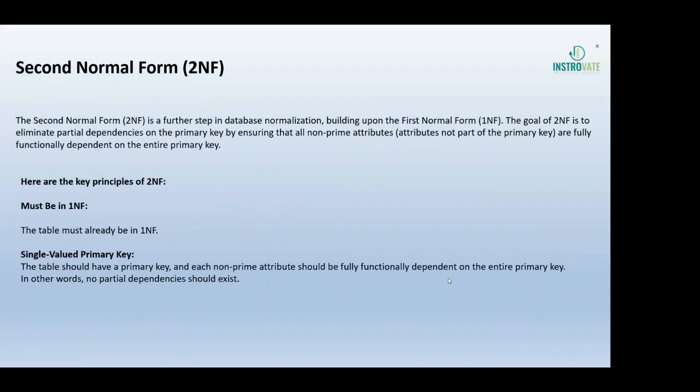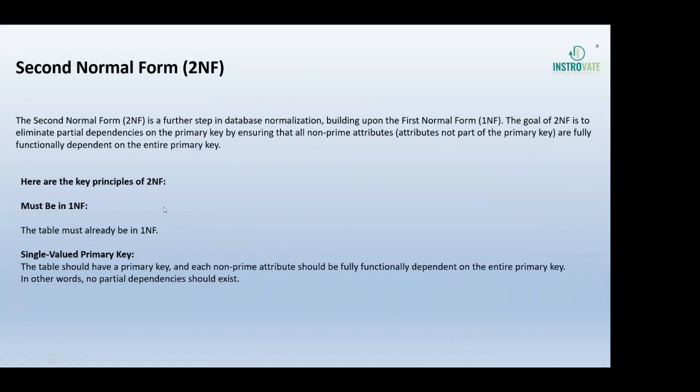Now let's move forward to the second normal form. The second normal form is a further step in database normalization, building upon the first normal form. To get to the second normal form, we need to first put the table in first normal form. Only then can we move forward to the second normal form. What it does is eliminate partial dependencies by ensuring non-prime attributes depend on the entire primary key.